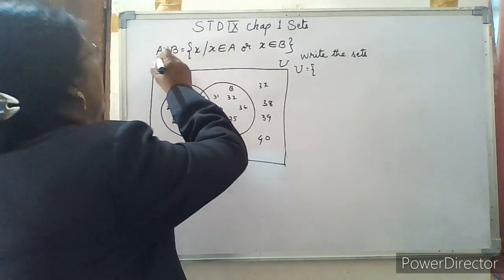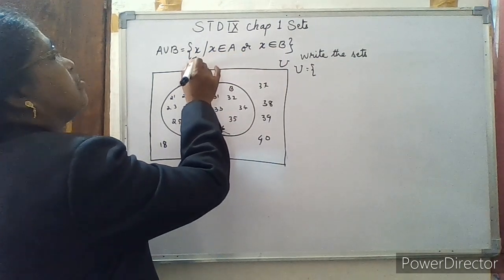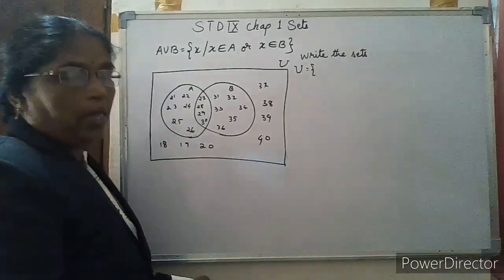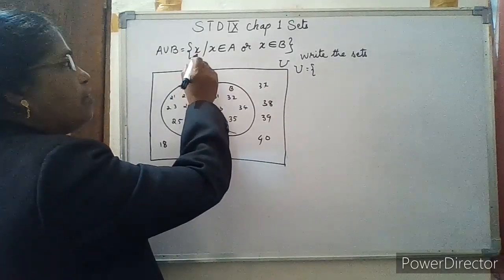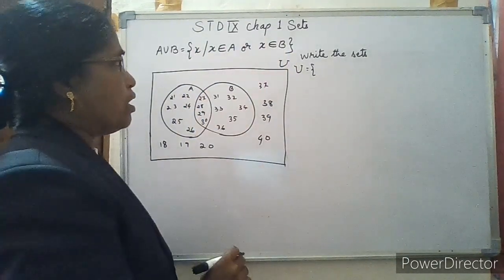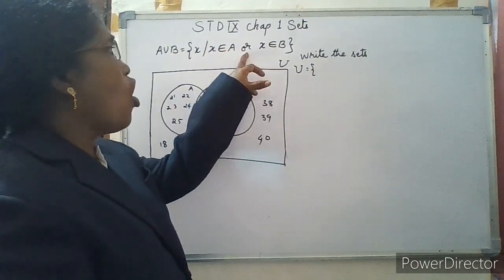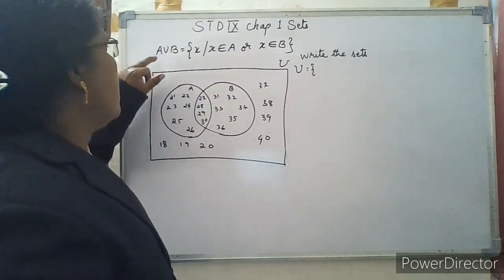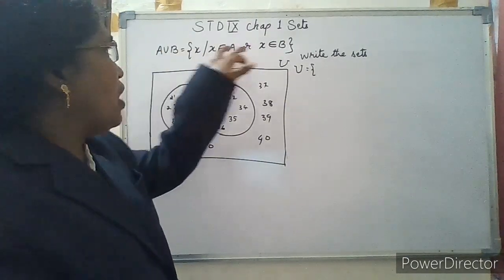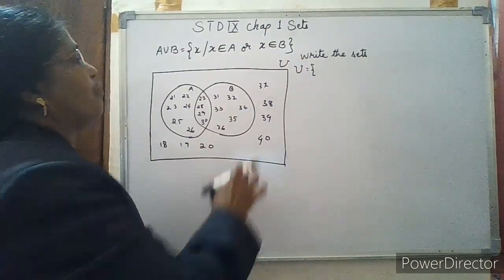Children, now see, we can write A union B in the set builder form in this way. X is an element such that X belongs to A or X belongs to B. For intersection, we write what? X is an element such that X belongs to A and X belongs to B. But when we write X belongs to set A or X belongs to set B, it is the union, A union B. In the Venn diagram, we write it in this form.